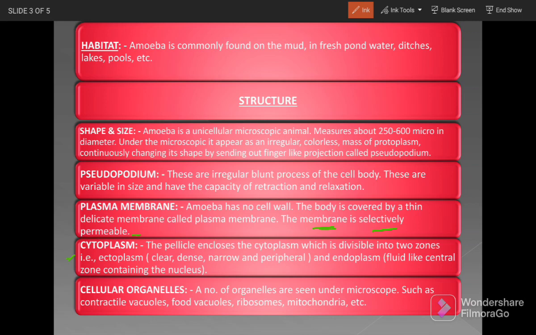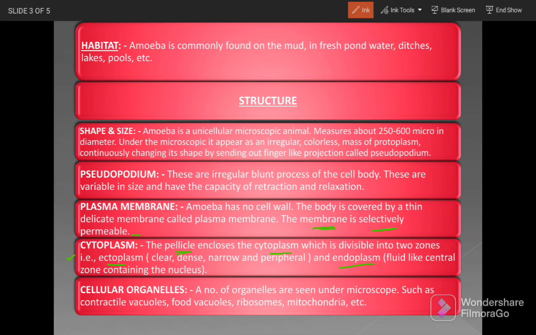Now cytoplasm. The pellicle, this thin layer, encloses the cytoplasm. Cytoplasm is a fluidy substance which is divisible into two zones. What are the zones? That is ectoplasm and endoplasm. I will also show the photo of that.